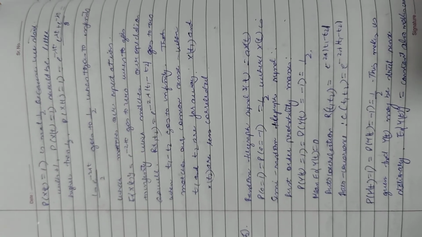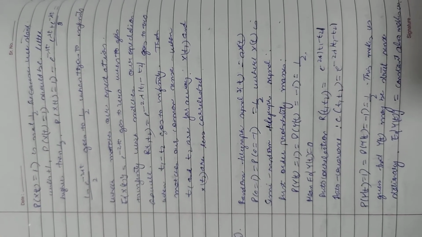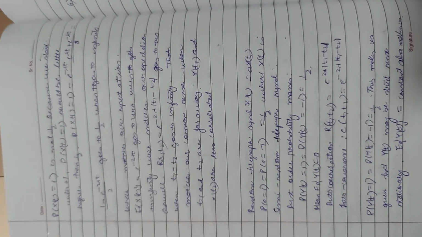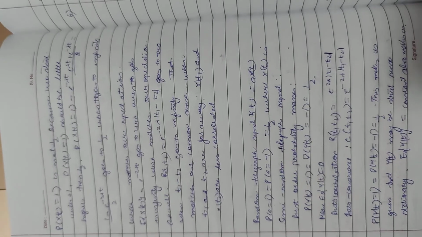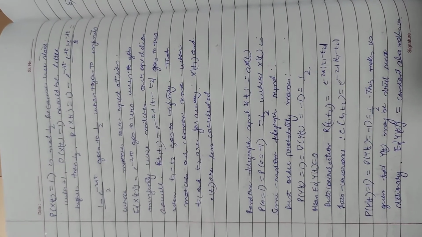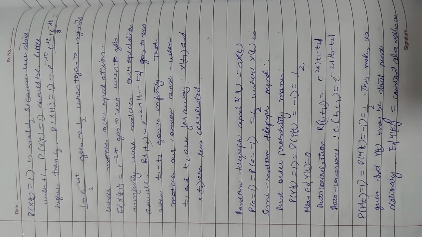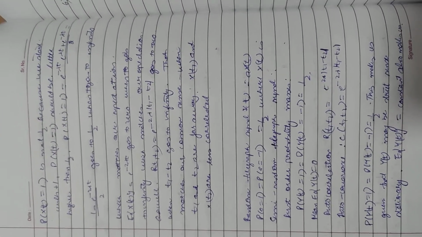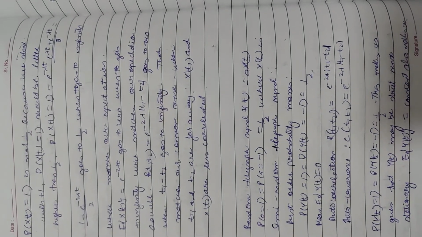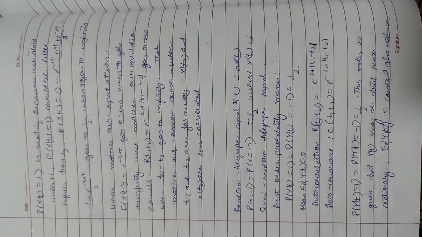Fifth part is random telegraph signal. So y of t is equal to a times x of t. Probability of a equal to 1 is equal to probability of a equal to minus 1 is equal to half, and x of t is the semi-random telegraph signal. Mean we will be getting is 0. Autocorrelation is equal to e power minus 2 lambda mod of t1 minus t2. Covariance is e power minus 2 lambda mod of t1 minus t2.